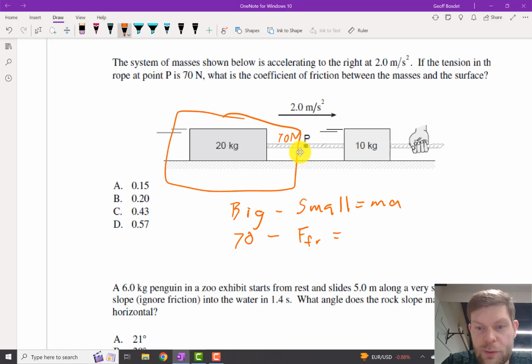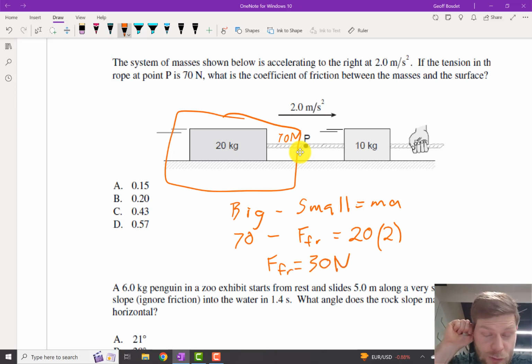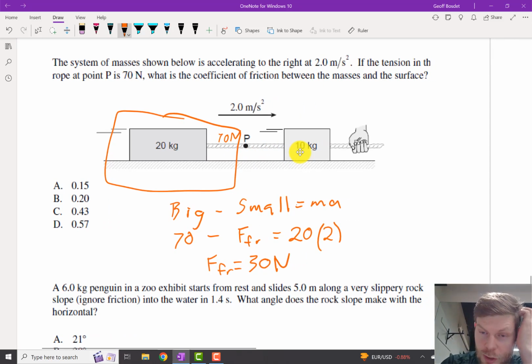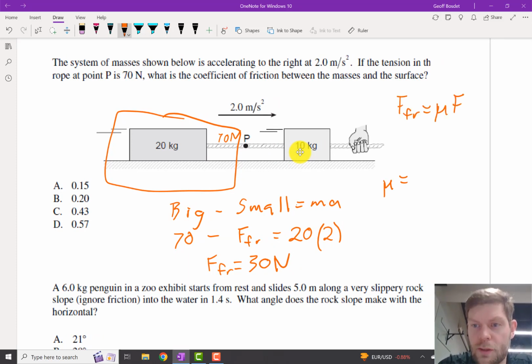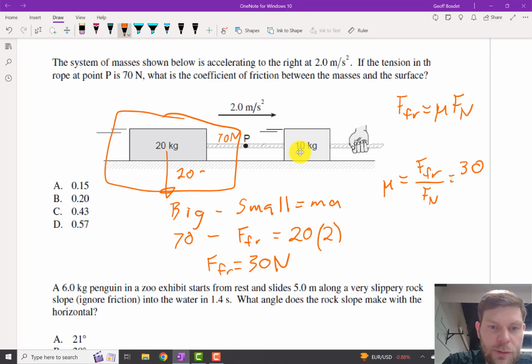And that's equal to m times a, which in this case is 20 times 2. So force of friction, if we do 70 minus something is 40, that something must be 30. So we've got our force of friction. We want to find our coefficient. Our coefficient comes from your formula, force of friction equals mu Fn. If we rearrange that, we get force of friction divided by Fn, which in this case is 30 divided by gravity, which is 20 times 9.8, or 196.